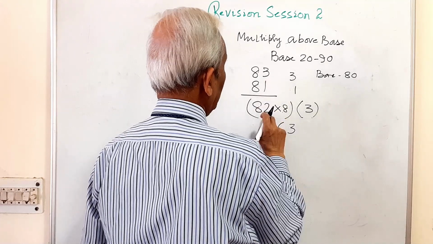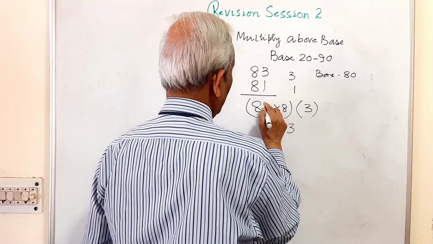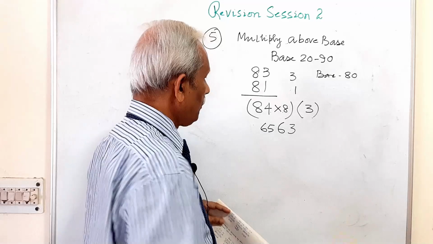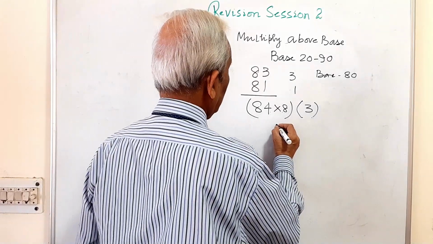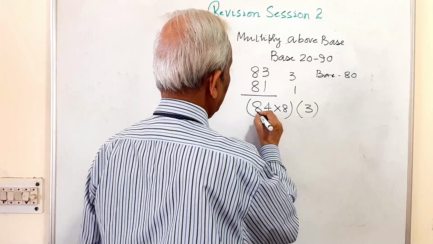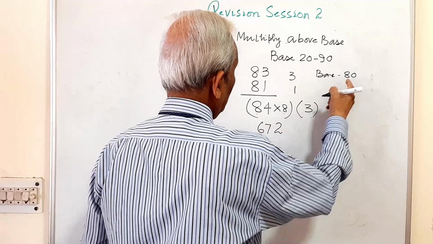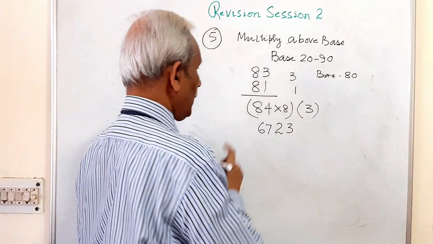$83. Okay, there is a mistake. 83 plus 1 is 84. So it's 4 8s are 32, 3; 8 8s are 64 plus 3 is 67, 2, and 3, 1 digit here, 3. 672, 3, that is the answer.